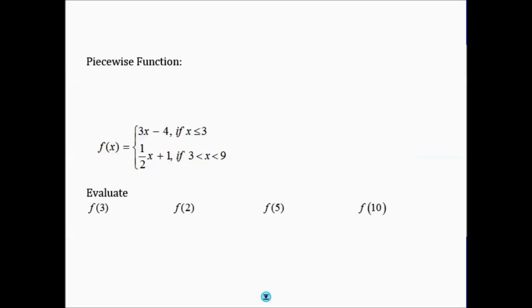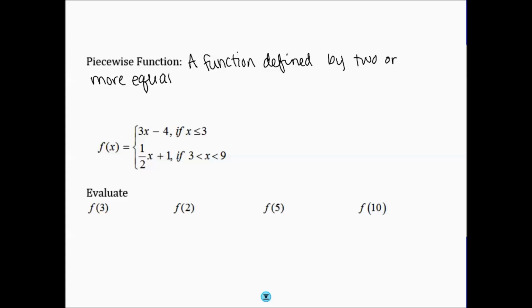First, let's write the definition for a piecewise function. A piecewise function is a function defined by two or more equations. Each equation refers to a different part of the function's domain.